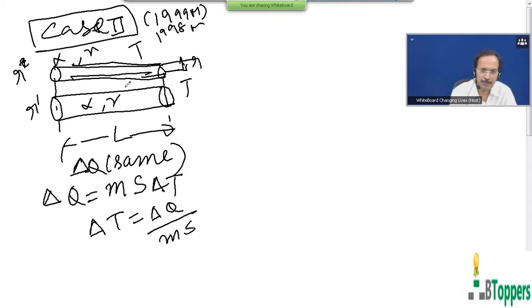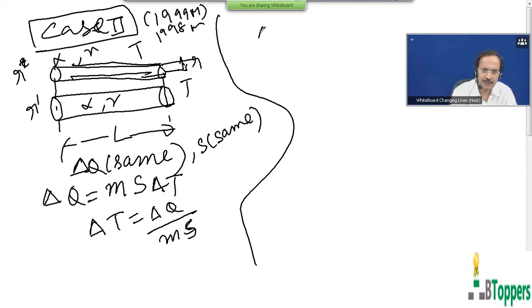When both the solids are made up of the same metal and they are at the same temperature, the specific heat S will also be the same for both the metal rods. Delta Q is the same. So delta T is inversely related to the mass of the rod. That means the increase in temperature is more for the thin rod, which has smaller mass.